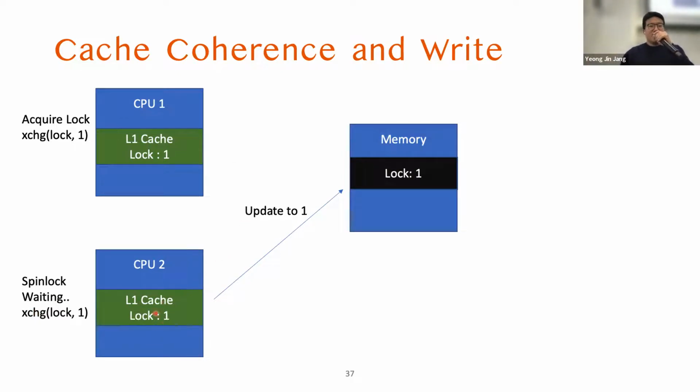Then, because these caches are a local copy to the CPU, whenever one of the CPUs updates a memory location, we need to invalidate all the corresponding L1 caches in the other CPUs.